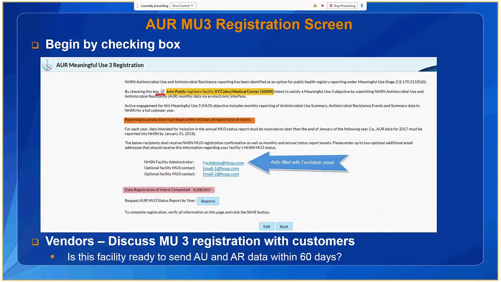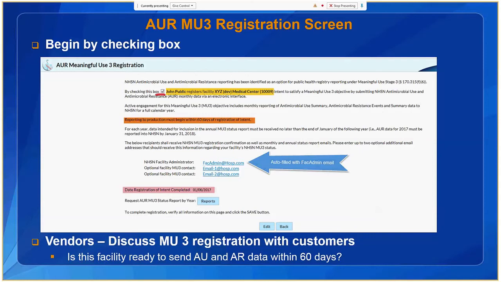This is a view of the registration page, and we're going to quickly walk through it. Basically, it says AU and AR has been identified as an option for public health registry reporting under Meaningful Use Stage 3. By checking this box, and you'll see the underline, once the facility administrator clicks that box, it will auto-fill their name and the facility information.